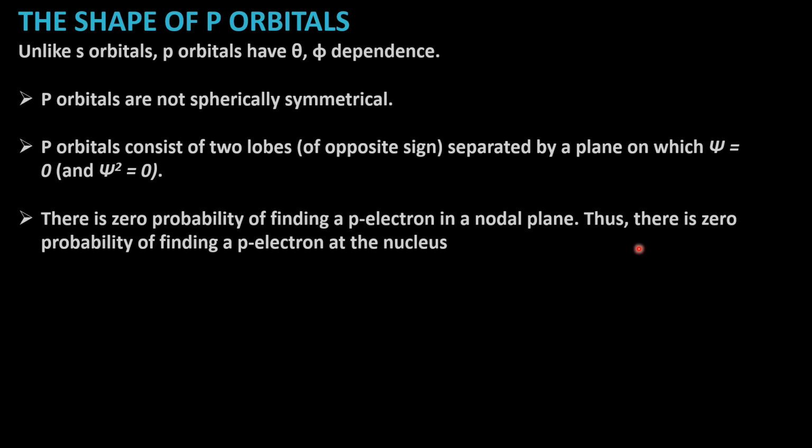Thus there is a zero probability of finding the p electron at the nucleus. This is well understood, that electrons cannot be within the nucleus. So there is zero probability of finding the electron at the nucleus.